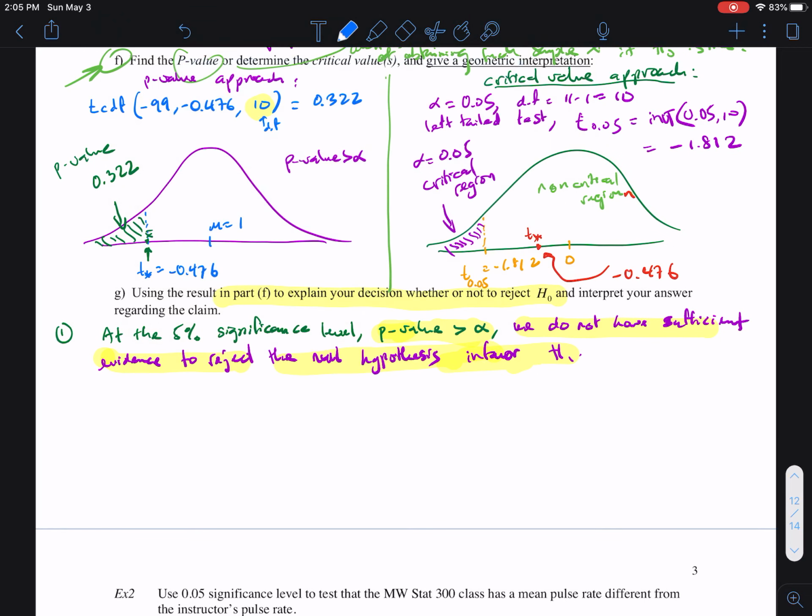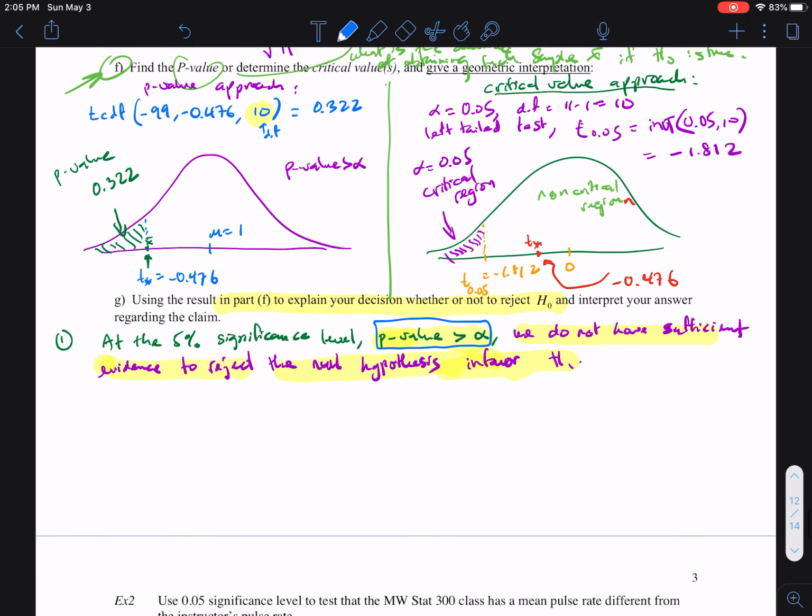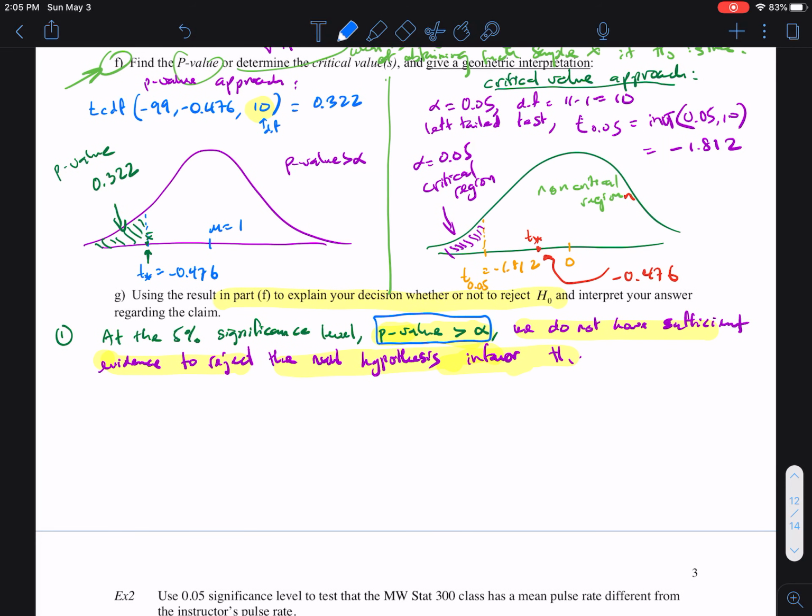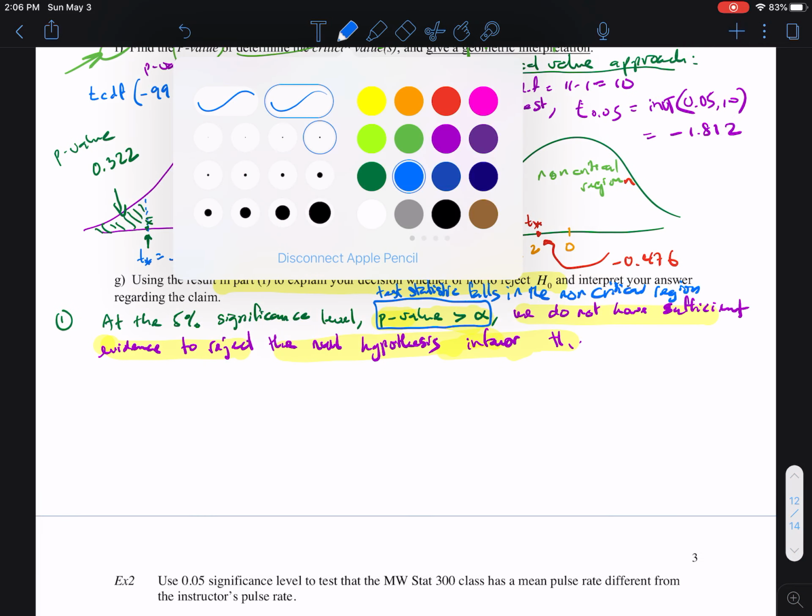Now, when we get to this part here, we could have used the critical value. Instead of saying that the p-value is greater than alpha, we could have said at the 5% significance level, the test statistic falls in the non-critical region. Therefore, we don't reject the null hypothesis. We fail to reject the null hypothesis in favor of the alternative. All right. Moving on to the second sentence.